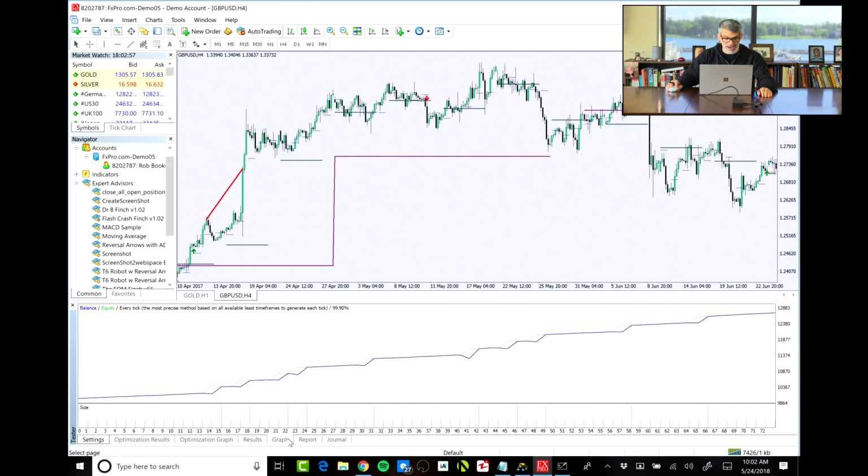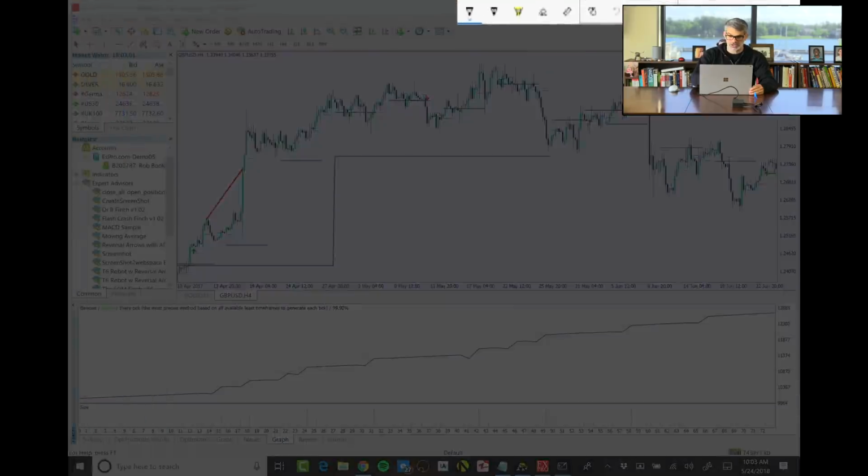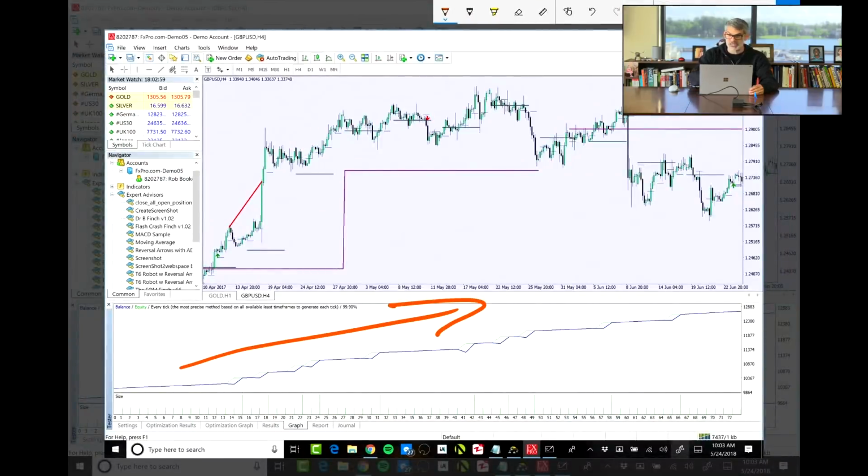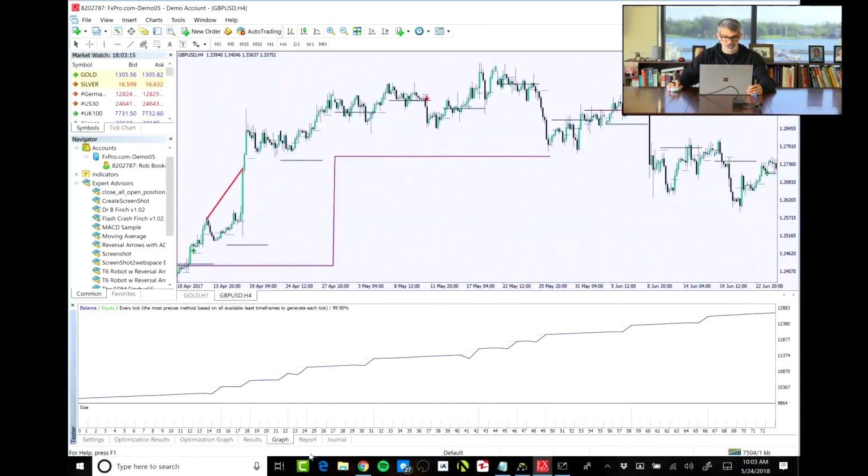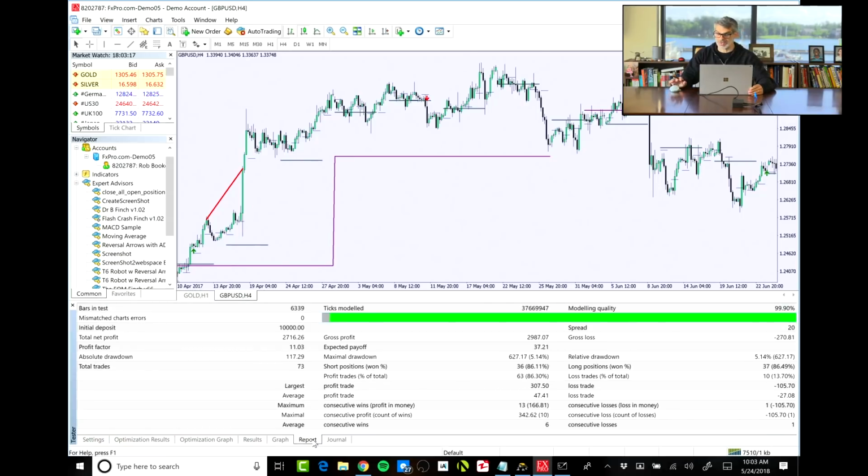But let me show you the graph associated with that backtest. This backtest graph is showing exactly what we would love to see and most people focus on, which is, you know, wins, money, profit. Okay, so that's what it shows. It's good. Let's take a look at the report. The report's kind of nice.